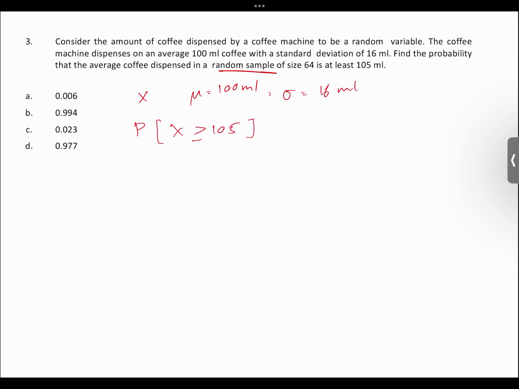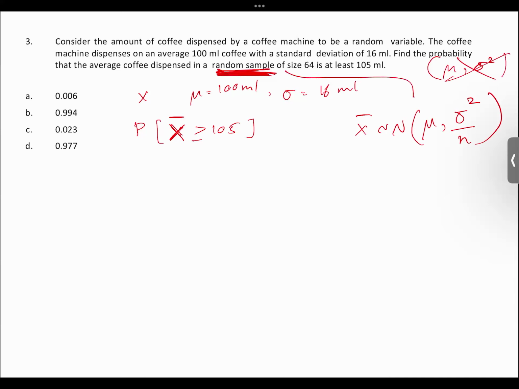Because it is a random sample, you have to denote it as x bar. It's randomly sampled, so you need to calculate x bar greater than 105. So what did we see about a normal distribution for randomly sampled variables? We saw that for randomly sampled random variables, it follows a normal distribution with mu comma sigma square by n. It's not mu comma sigma square. That is wrong. For randomly sampled, it has to be this. So yeah, this n is equal to 64. It is given in the question.